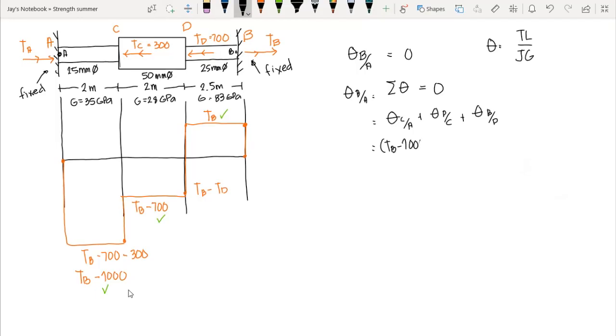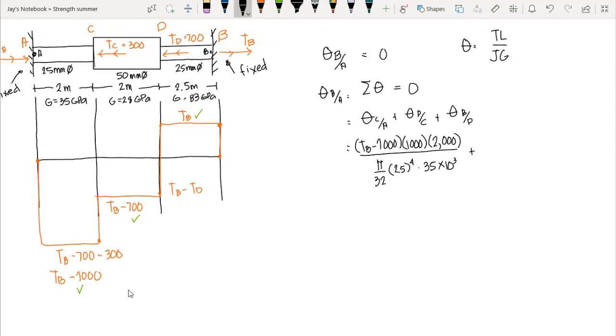Now take note, our twisting moment here is in terms of Newton meter. So therefore, we need to convert it into Newton millimeter. So we multiply by 1000. And then we have the length of our AC, that is 2000, over the polar moment of inertia, that is pi over 32, and then the diameter, that is 25 raised to the 4th, times the shear modulus of rigidity, that is 35, times 10 raised to the 3.